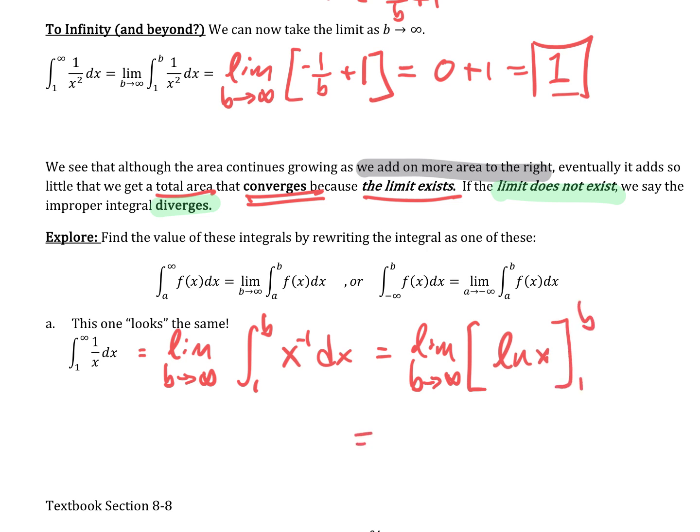Okay, so let's rewrite this. This is the limit as b goes to infinity. Okay, we're evaluating from 1 to b.